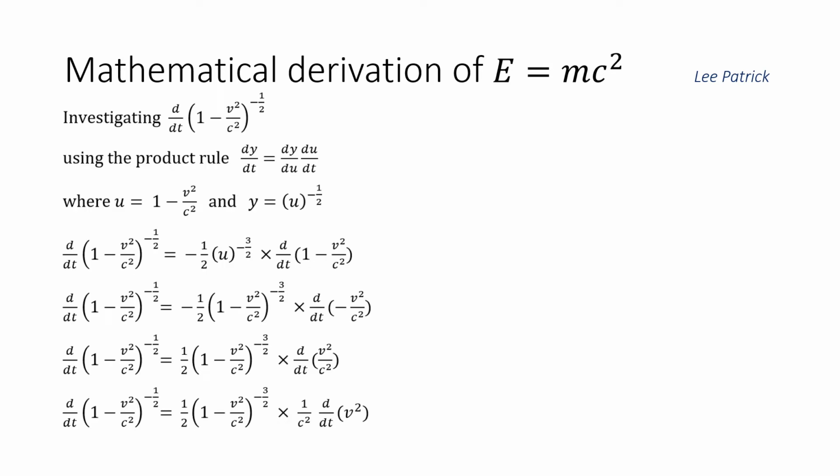We then investigate the final expression d/dt of 1 minus v squared over c squared to the power of minus a half, which was highlighted in red. Using the product rule and the substitutions where u equals 1 minus v squared over c squared and y equals u to the power of minus a half, we follow the logic through and arrive at the final expression: d/dt of 1 minus v squared over c squared to the power of minus a half equals a half times 1 minus v squared over c squared to the power of minus 3/2 times 1/c squared d/dt of v squared.